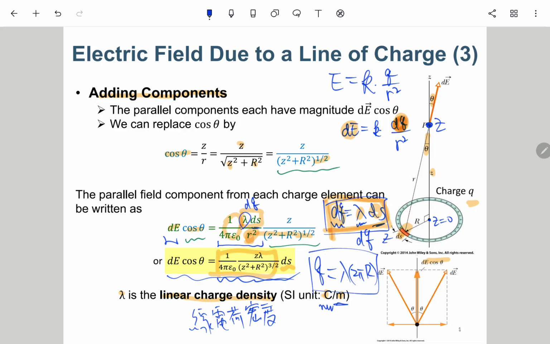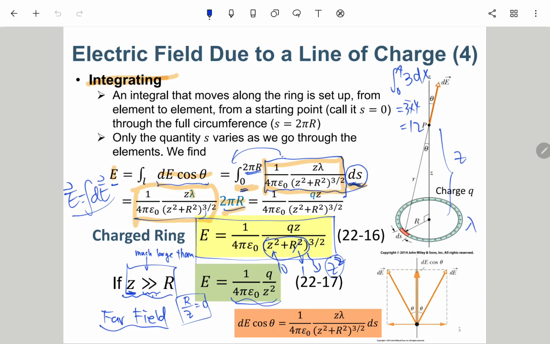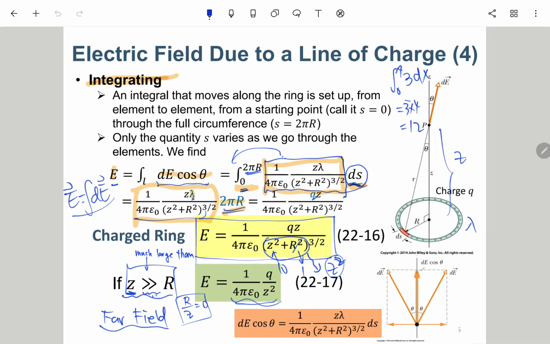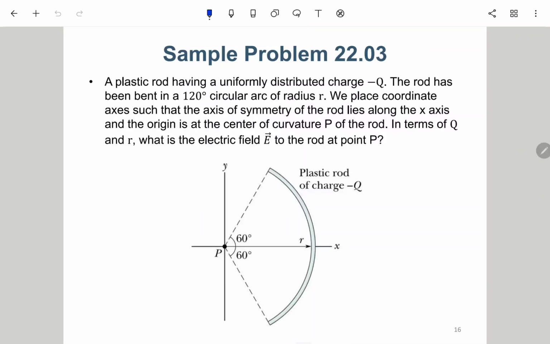At least the charge density is uniform along the ring, so that we can use the multiplication. The density multiplied by the length will be the total charge amount on the ring. So finally we just absorb this lambda 2 pi r as q here. Okay, something like this. So far, any questions? If not, we move on. Let's not take too much time.